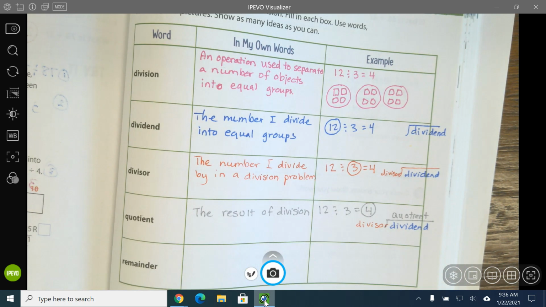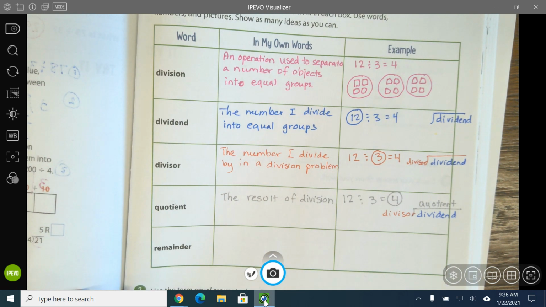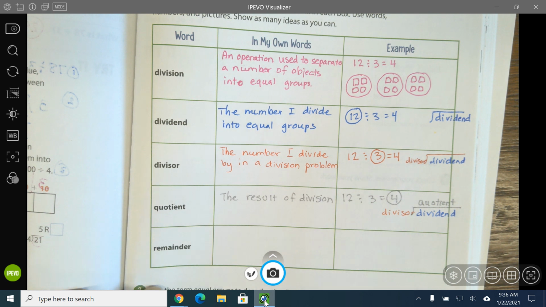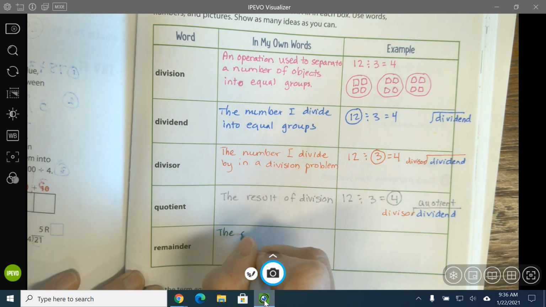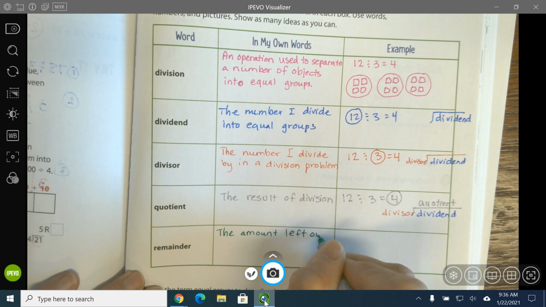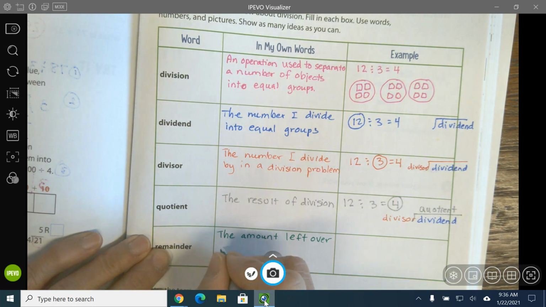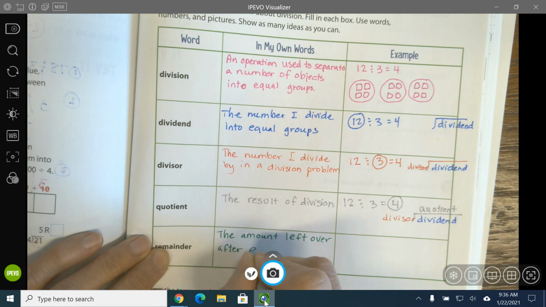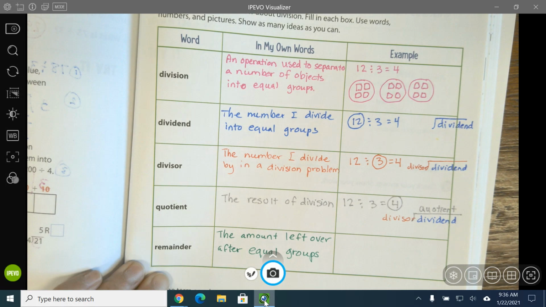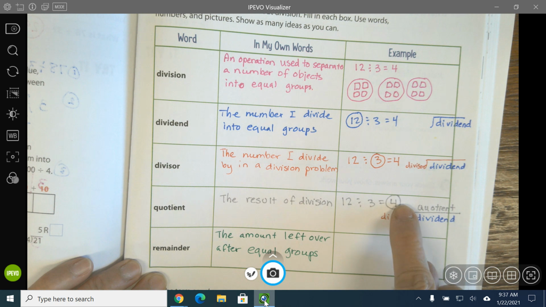Okay? And then the last part, the remainder. You're like, what the heck is a remainder? Okay, the chump change. That's what I think. The amount left over after equal groups. Okay? So there is no remainder on this one because 3 goes into 12 evenly, 4.